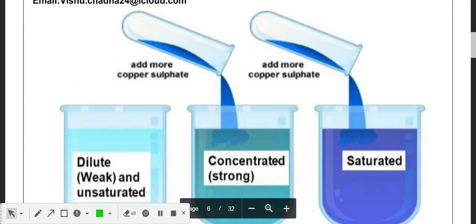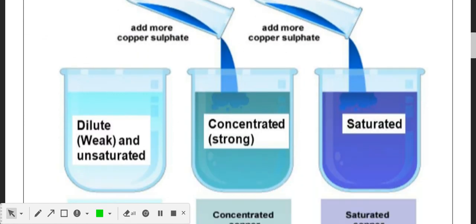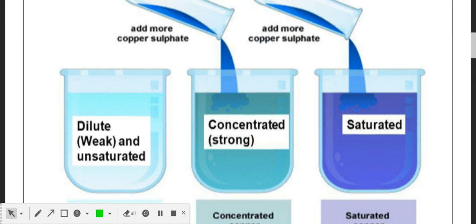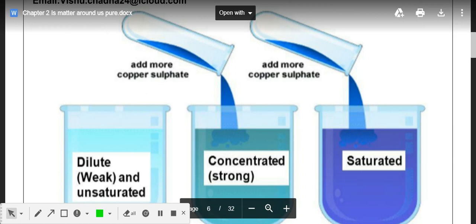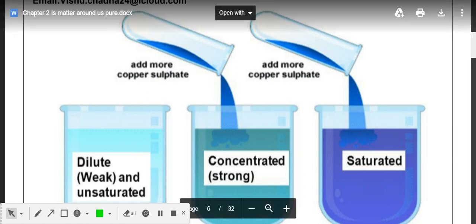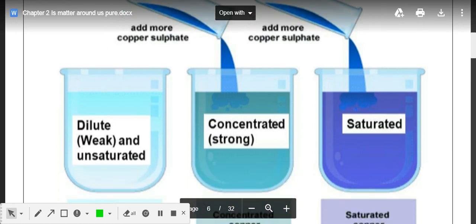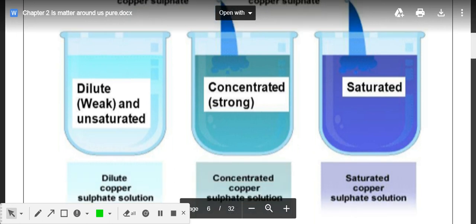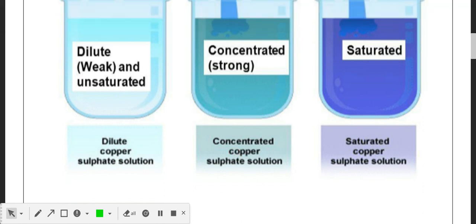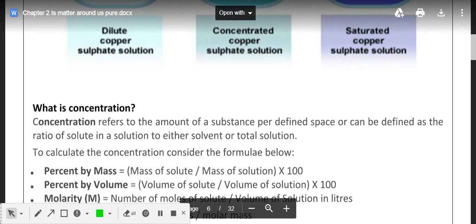See, this is dilute or weak and unsaturated solution. This is concentrated or strong because in this more solute has been added, and this is known as saturated solution. That is the maximum amount of solute that we can add, we have added, right? Here we are adding copper sulfate into water. See the color change. This is dilute copper sulfate solution. This is concentrated and this is saturated.